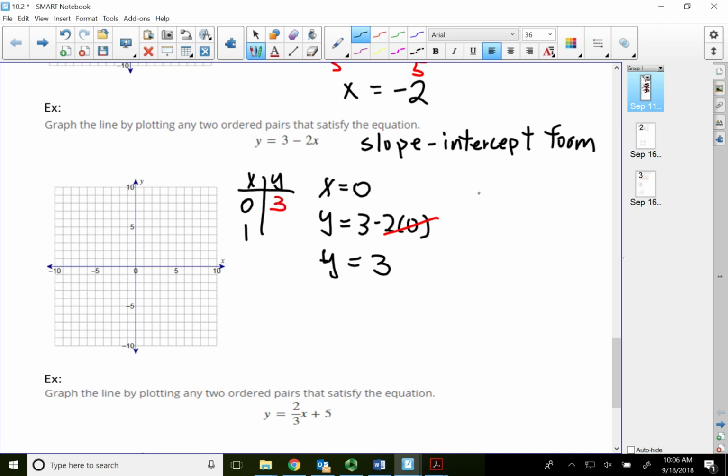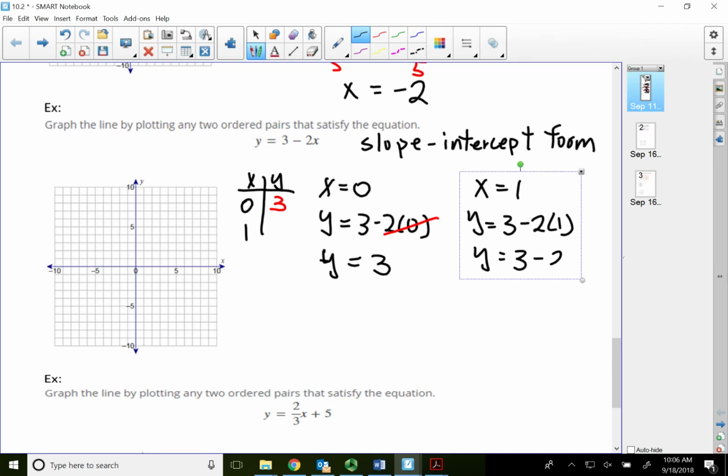When I pick x equal to 1, y equals 3 minus 2 times 1, which is y equals 3 minus 2. Negative 2 times 1 is negative 2, so y is equal to 1. So when x equals 1, y is 1. So this time, (0, 3).